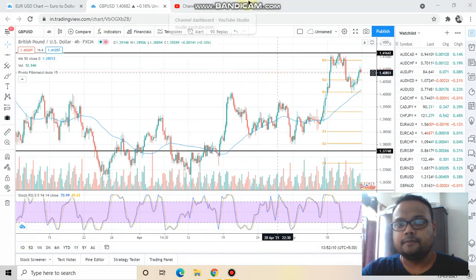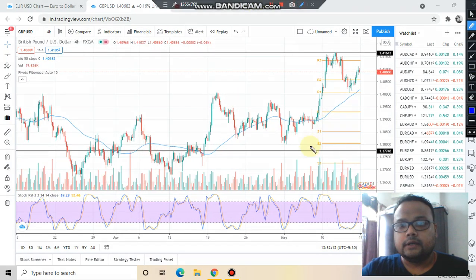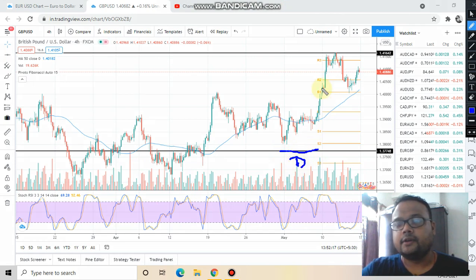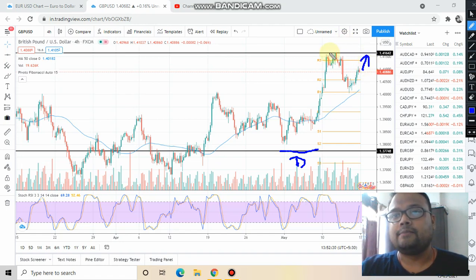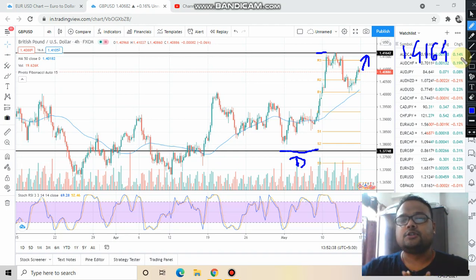I have already mentioned, okay, this is your best buying level, but this level is quite far away. So on Monday, when the market will open, just observe the price and see where it goes. In case it goes up to this resistance level, 1.4164 level, then just observe the price and try to understand the market psychology.